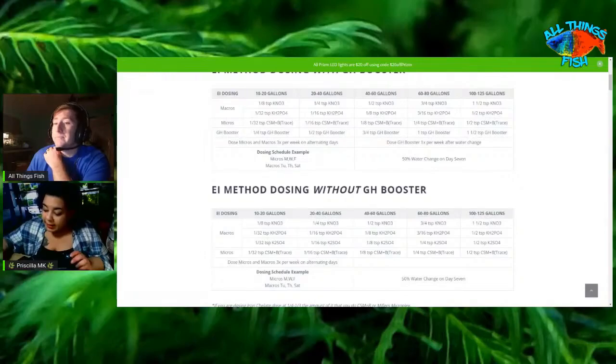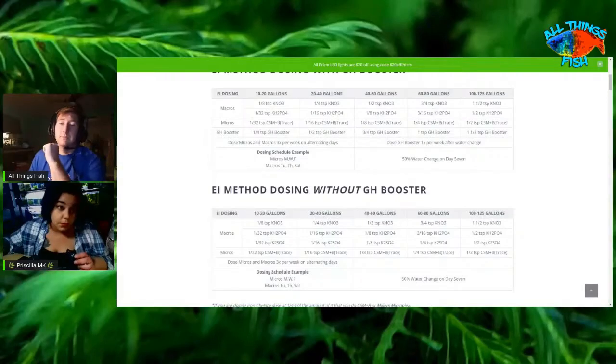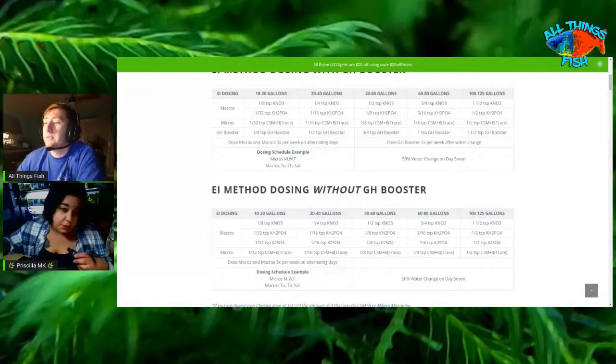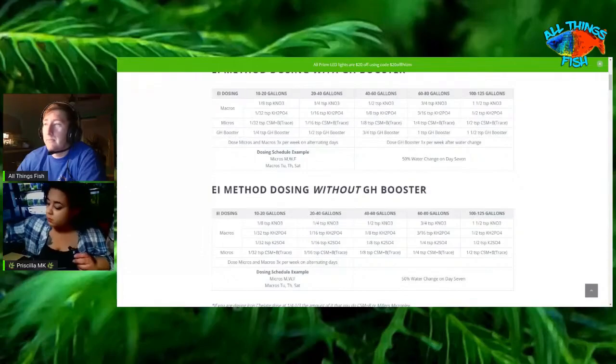For example, I can't do 50% water changes in my shrimp tanks. So I usually dose 3 times a week, not the full dose, half of the recommended dose, basically. And then at the end of the week, I do a 10% water change. So you just have to find out what works best for you.